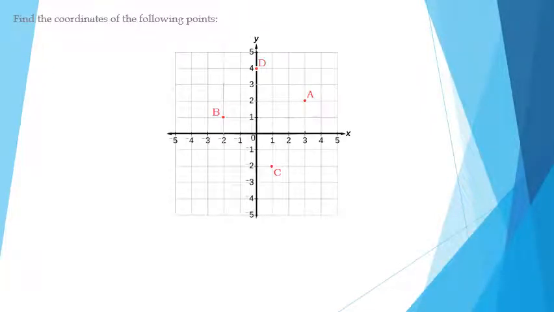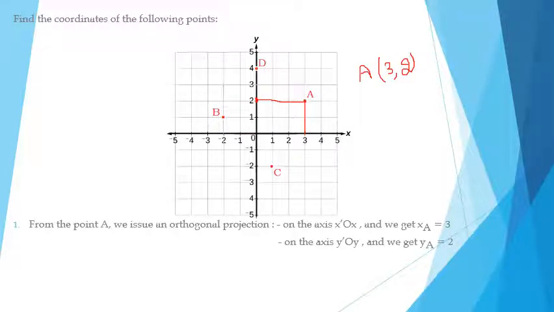Find the coordinates of the following points. How to find them? Look well. Here is the point A. I have to draw the projection of A on the x-axis. Then I can say that A has abscissa 3. Okay, and I write a comma. The projection of A on the y-axis took me to the point 2. This means that the ordinate of point A is 2. Together, the abscissa and ordinate are the coordinates of point A.